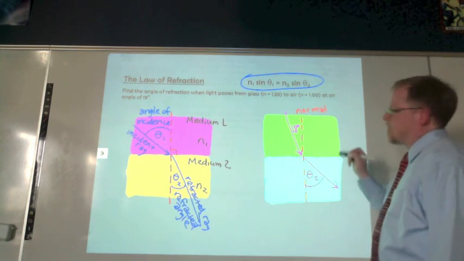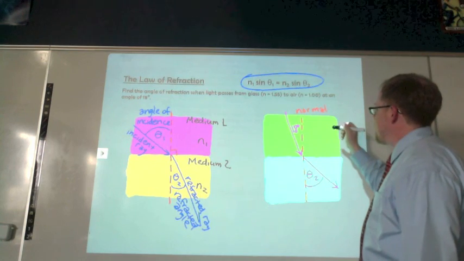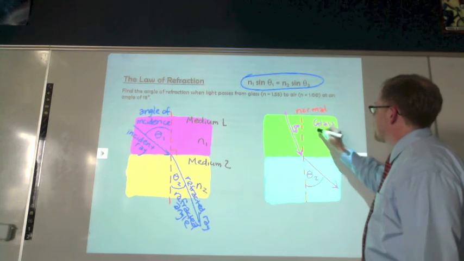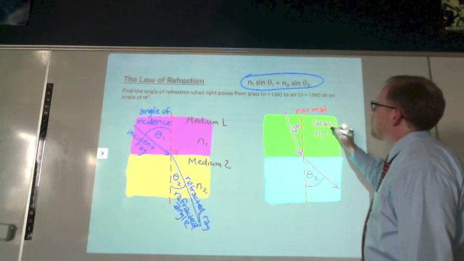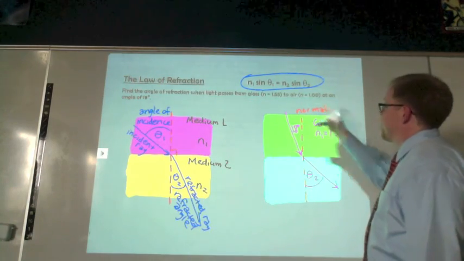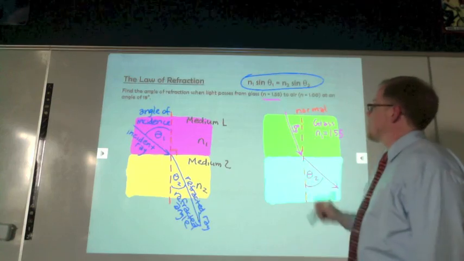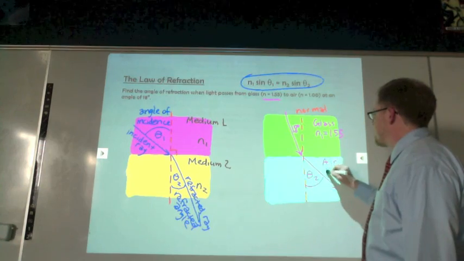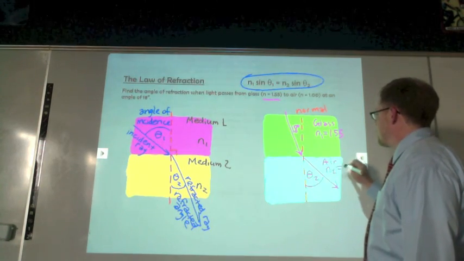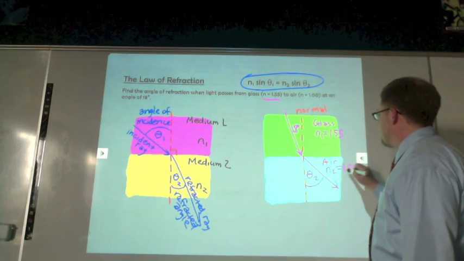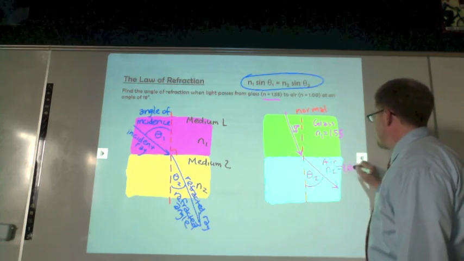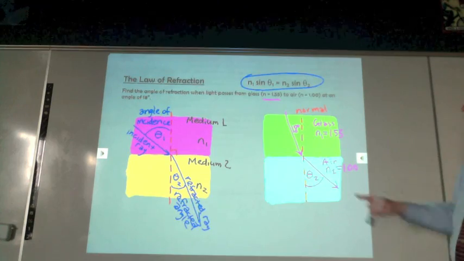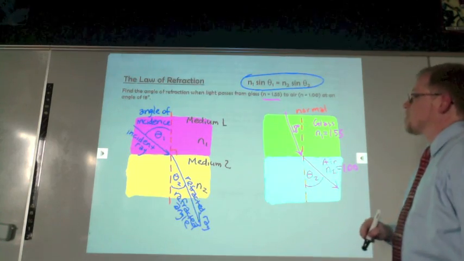Let's go ahead and label what each of these media is. We have glass up here with an index of refraction N1 equaling 1.55. That's a given right there. And air is the second medium. Air has an index of refraction of 1.00, very close to what it would be if it were empty space. We're going to need these three values in order to find the fourth. So let's go ahead and do that.